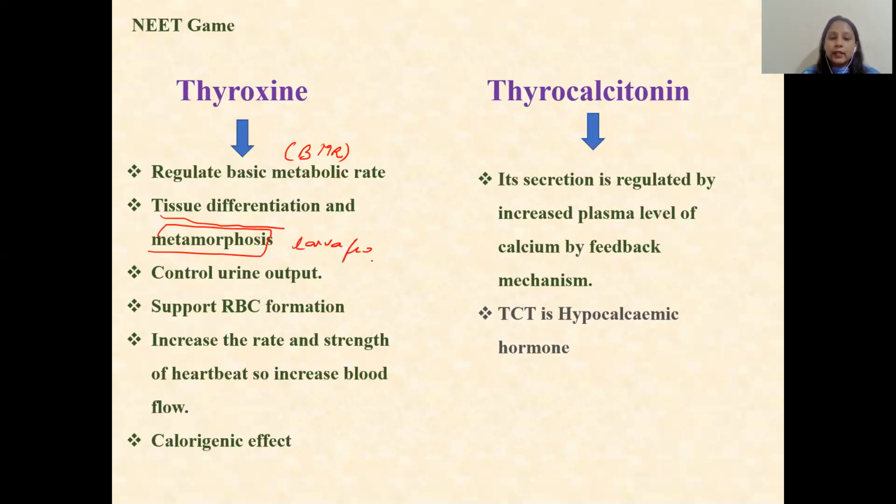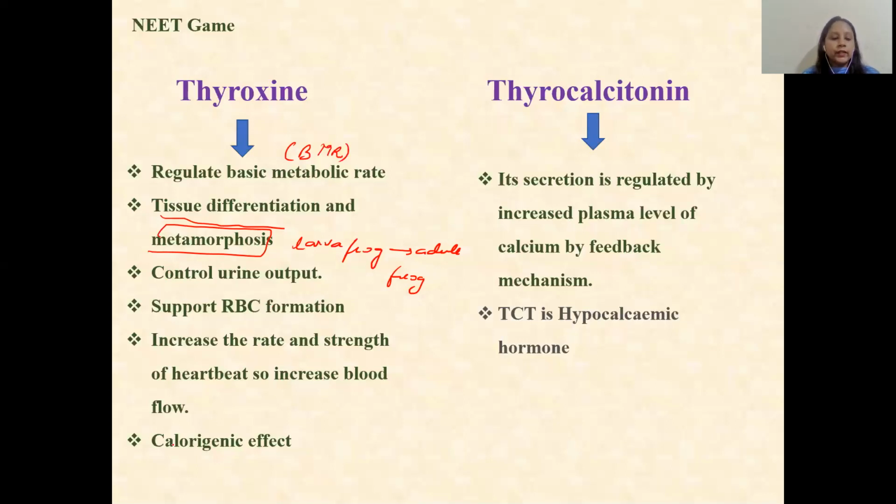The larval frog is converted into the adult frog because of the synthesis of thyroxine hormone. So it is very important in the metamorphosis of the larval frog into the adult frog. It controls urine output also. It supports the formation of red blood cells. It increases the rate and strength of the heartbeat, so definitely it affects blood flow also.